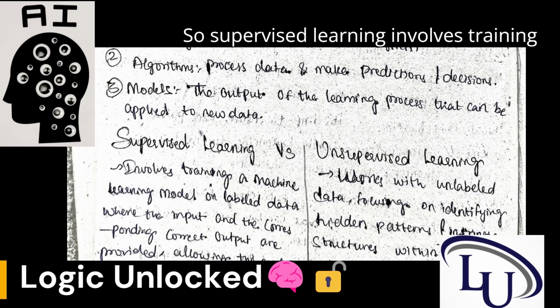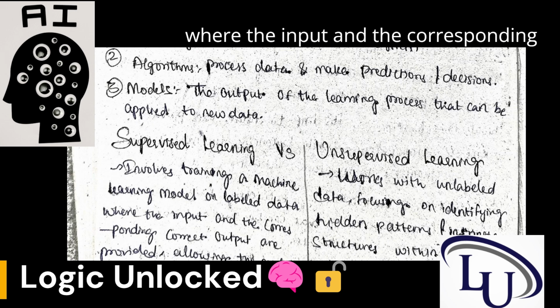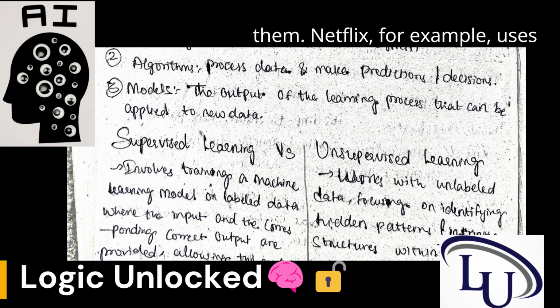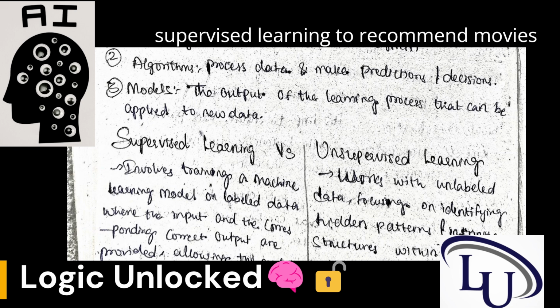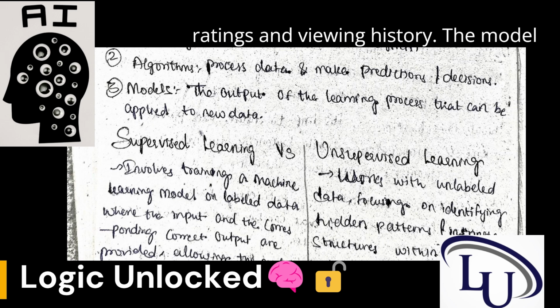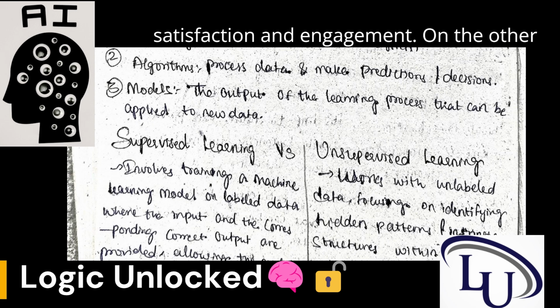So supervised learning involves training a machine learning model on labeled data where the input and the corresponding correct output are provided, allowing the model to learn the relationship between them. Netflix, for example, uses supervised learning to recommend movies and TV shows to users by analyzing user ratings and viewing history. The model predicts which content a user is likely to enjoy, thereby enhancing user satisfaction and engagement.